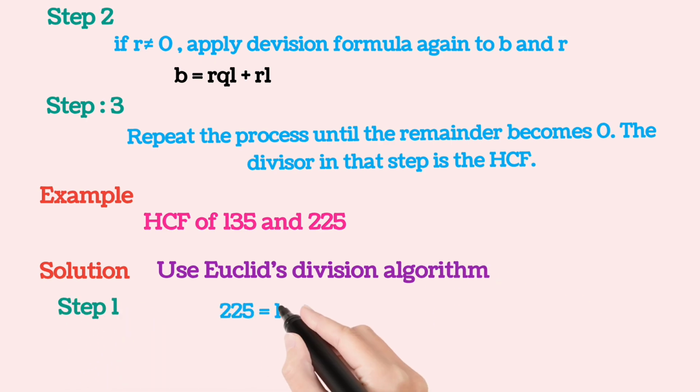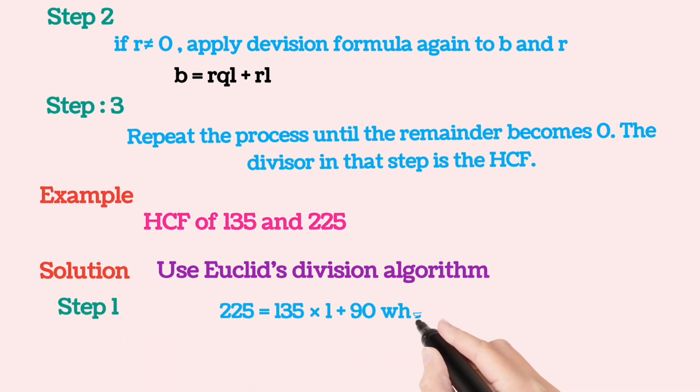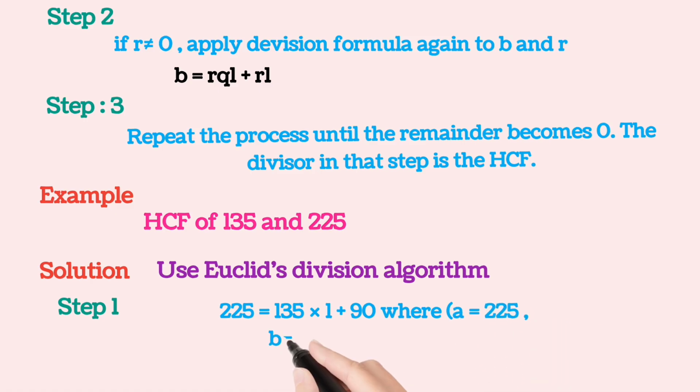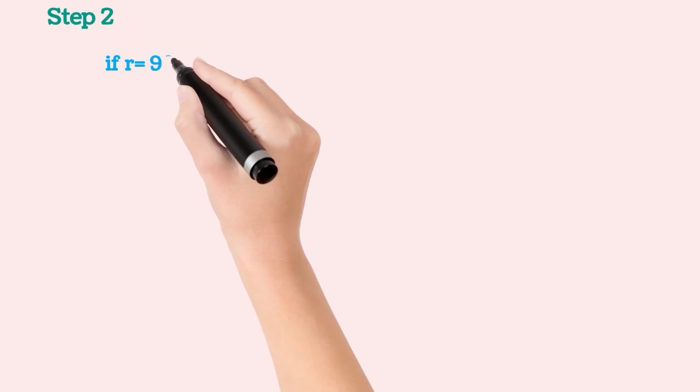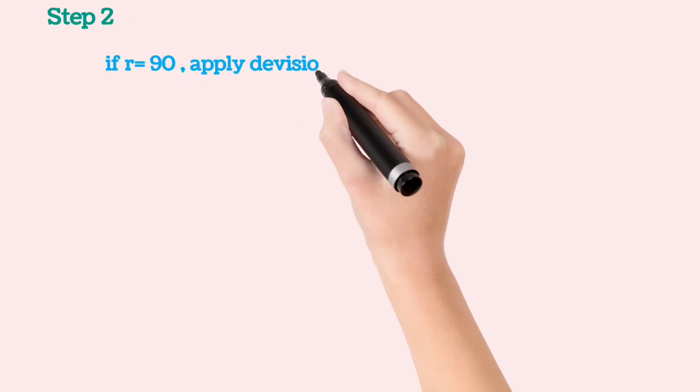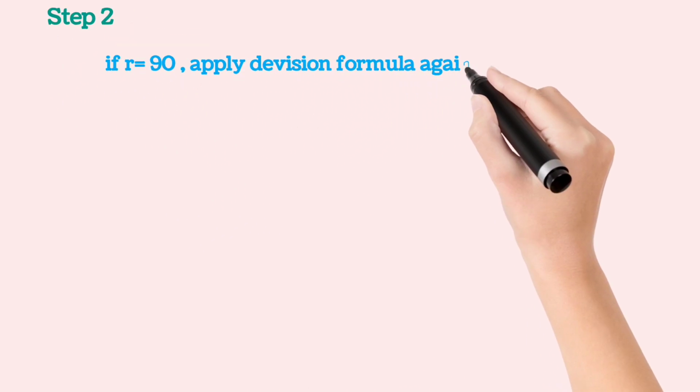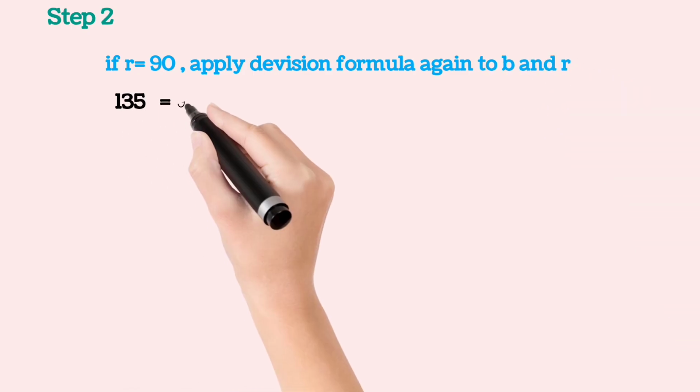तो Step 1, 225 is equal to 135 into 1 plus 90, where a equal to 225, b equal to 135 and q equal to 1 and remainder 90. Step 2, if r not equal to 90, apply division formula again to b and r.